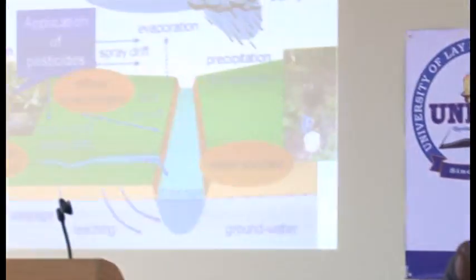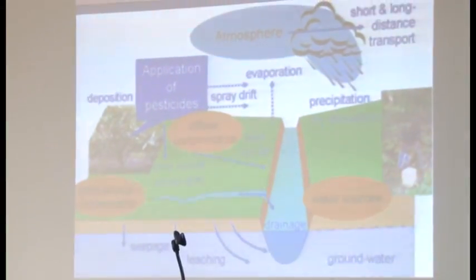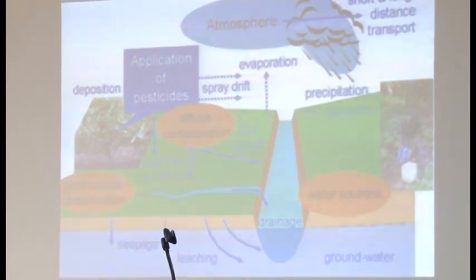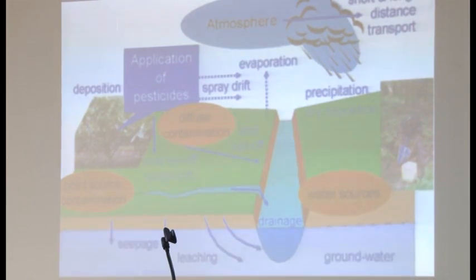So, pesticides in the environment follow 3 ways. When we apply them in agricultural areas, one part goes into the atmosphere by evaporation, another part reaches groundwater, and another part stays on the crops or on the soil. But the final destination is the people and the species in the environment.